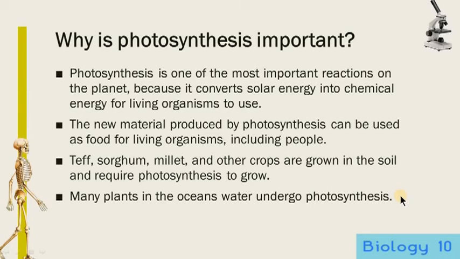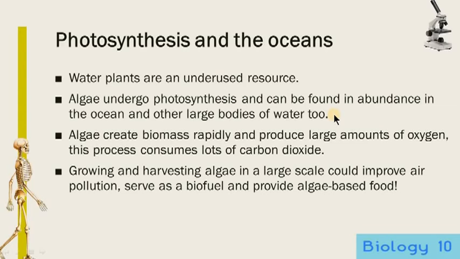Many plants such as algae undergo photosynthesis, and they can be found in abundance in the ocean and other large water bodies. Algae grow rapidly, producing lots of biomass. Algae produce large amounts of oxygen too, and they consume large amounts of carbon dioxide. If we grow and harvest algae, we could improve air pollution, we could create biofuel, and we could also create plant-based food.